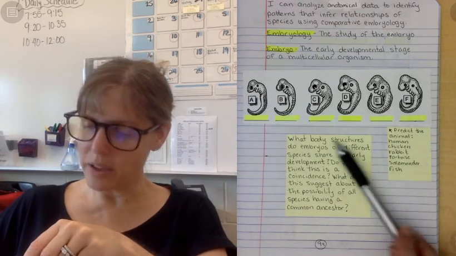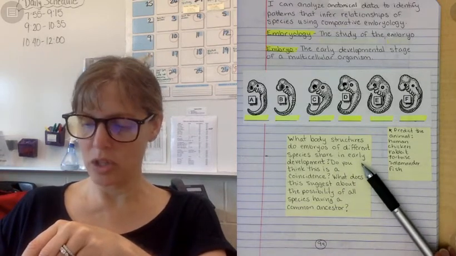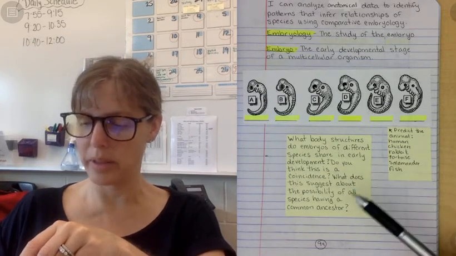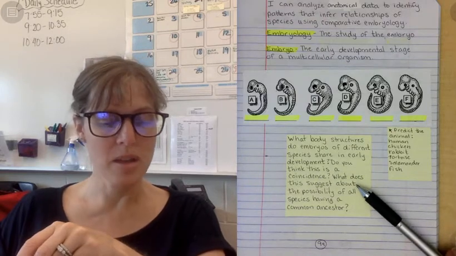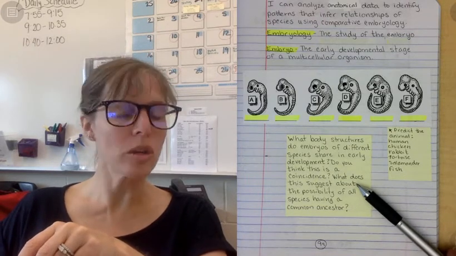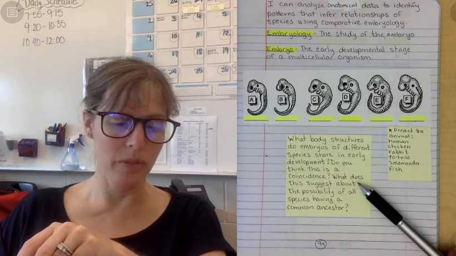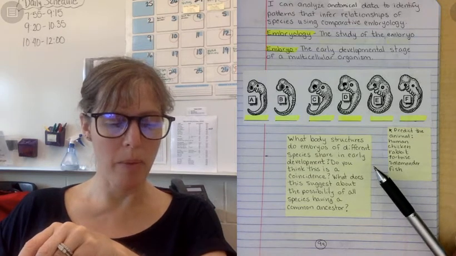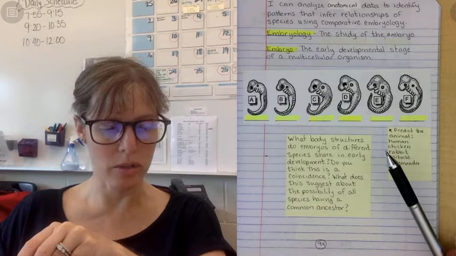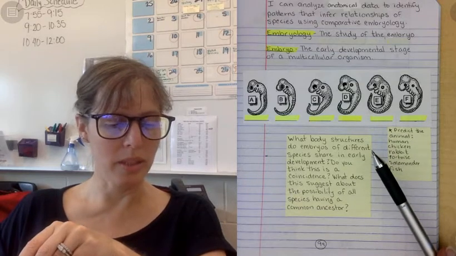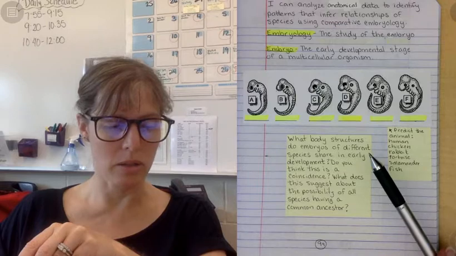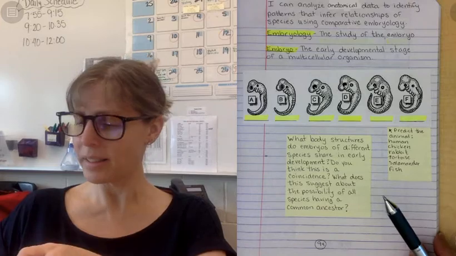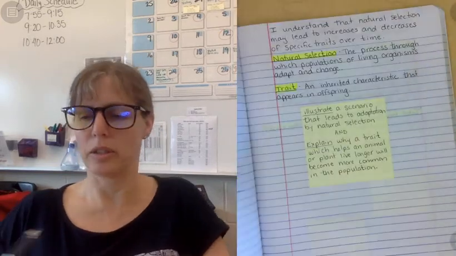So then I asked you, what body structures do embryos of different species share in early development, and whether or not you think this is a coincidence, and what does it suggest about the possibility of all species having a common ancestor? And so an answer might be that the body structures that embryos of different species share in the early stages of development include an eye, backbone, a tail, and very similar head structures. This is probably not a coincidence and suggests a possible common ancestor that all species came from that may have changed over time. Definitely a possibility. All right, let's turn the page.